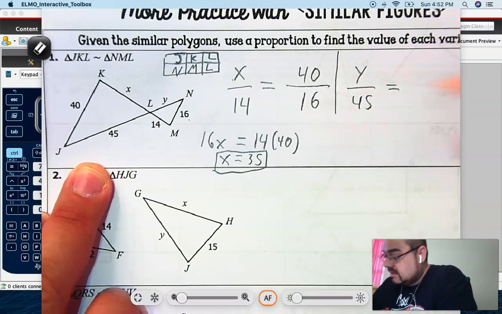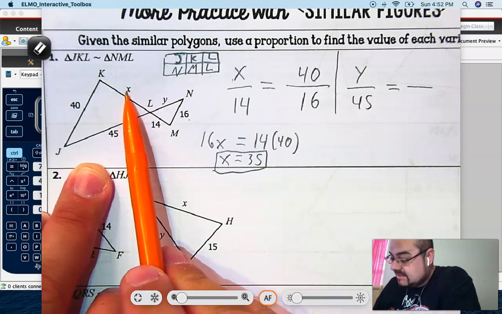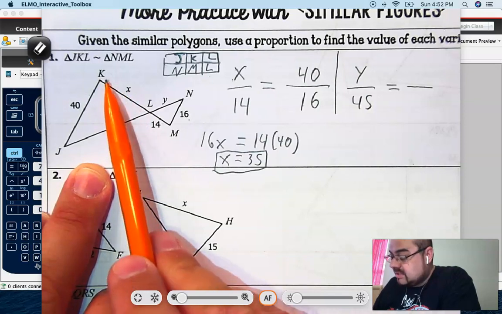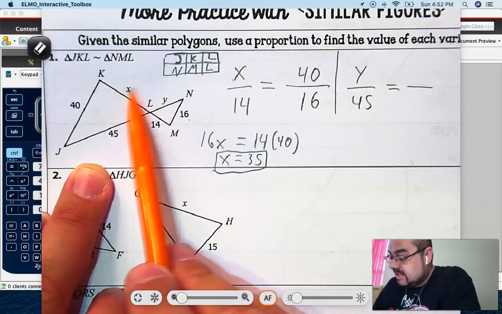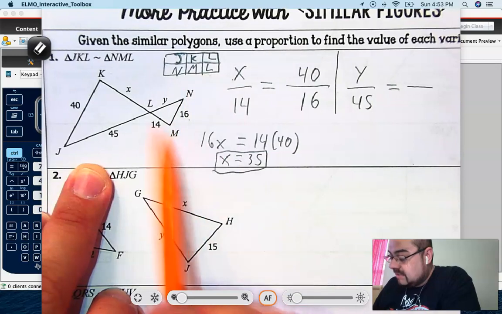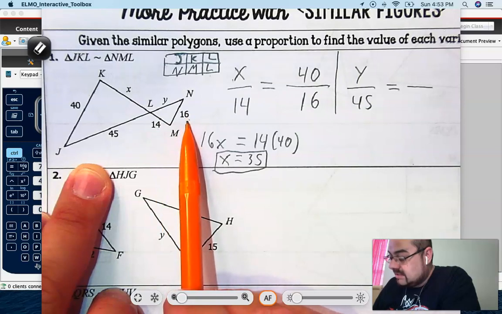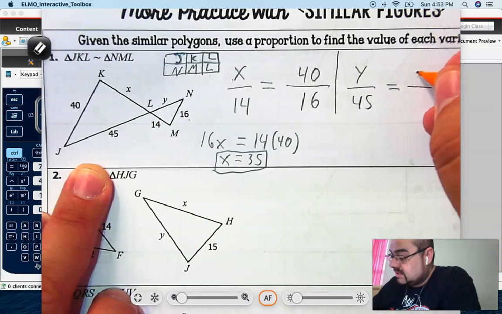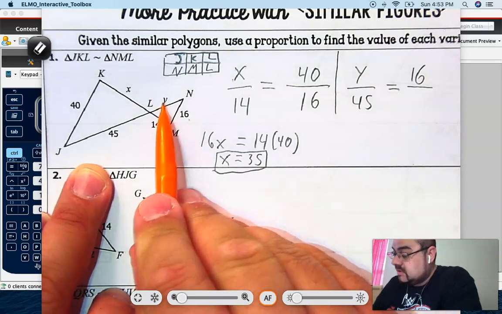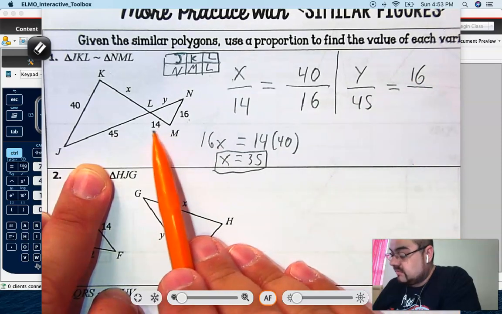Now again, since I'm working with two variables, I want to make sure that I'm picking numbers that are not going to include this x. So the side I want to stay away from, if x is KL, is the corresponding side ML on the smaller triangle. ML is 14, so I don't want to use ML. I want to use the 16 instead. So the 16 is going to go up here, because y is on the smaller triangle. So when we make the second proportion, we're going to use 16, not 14.